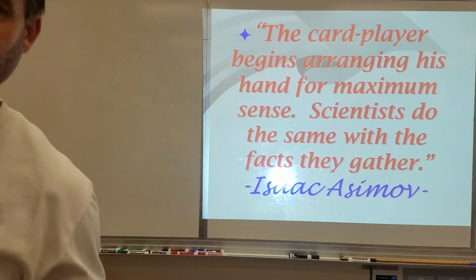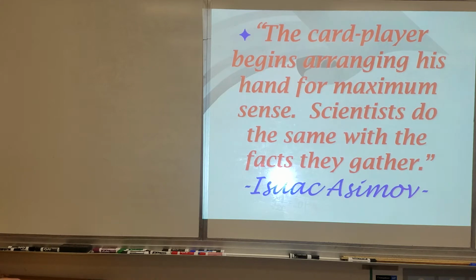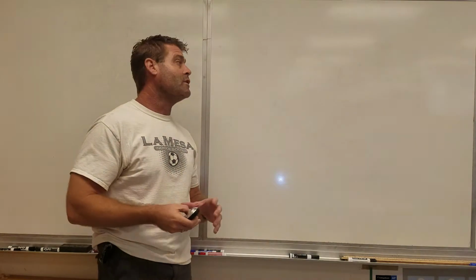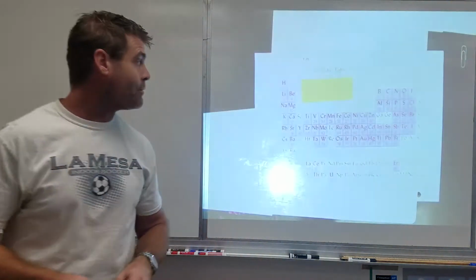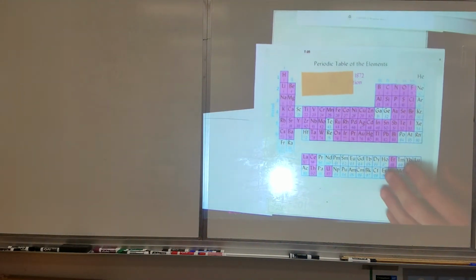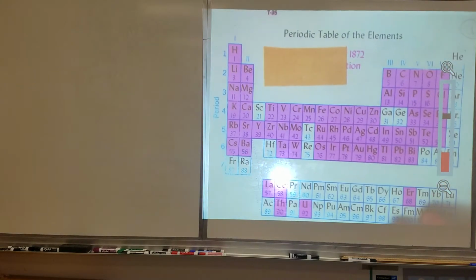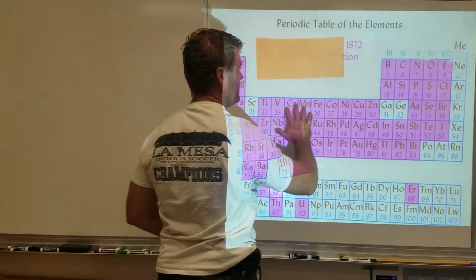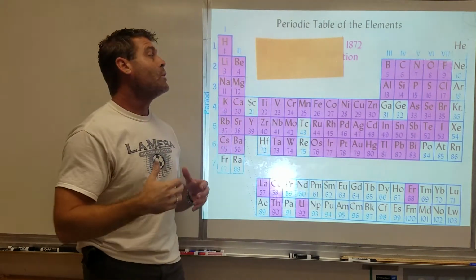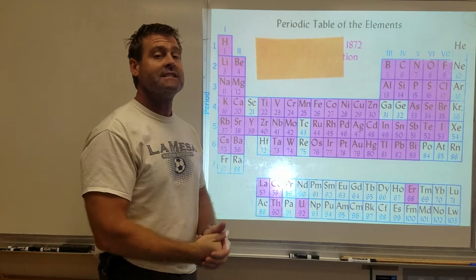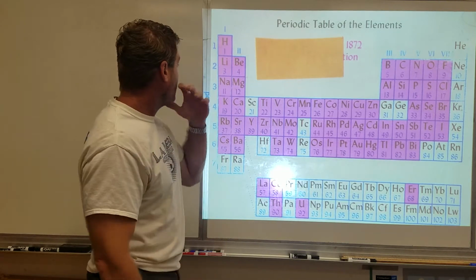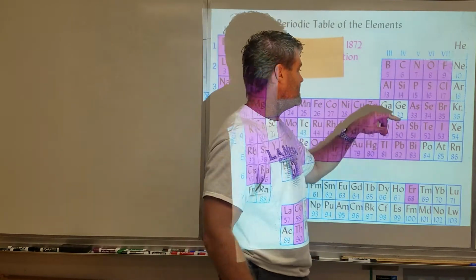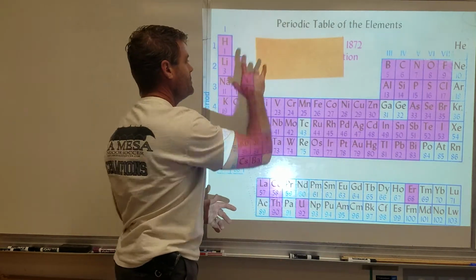I want to show you something. We're going to look at a periodic table as it would have existed in 1872. The ones in pink are the ones whose existence they knew of back then. For example, back in 1872, they didn't know helium existed. They had no clue. They didn't know neon existed or gallium or germanium. They just knew the pink ones.